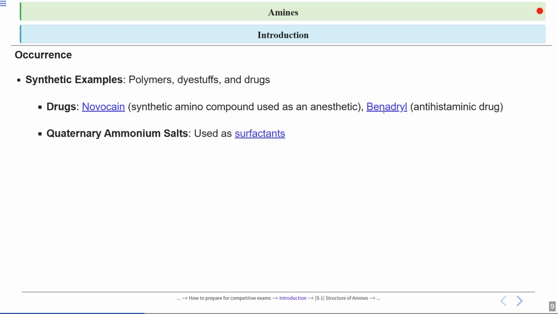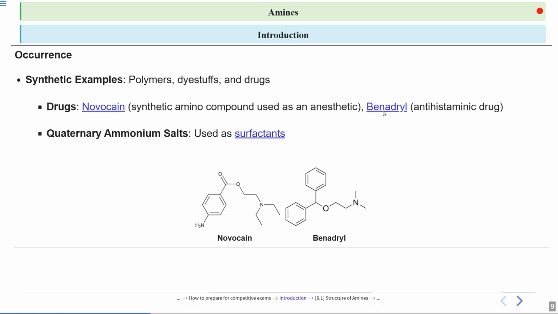Next, another important class is quaternary ammonium salts. They are also amine derivatives. They are commonly used as surfactants, meaning they help mix oil and water, found in products like disinfectants and fabric softeners. If you specifically look at the examples, here we have Novocaine and here we have Benadryl, and both of them contain the amine group.